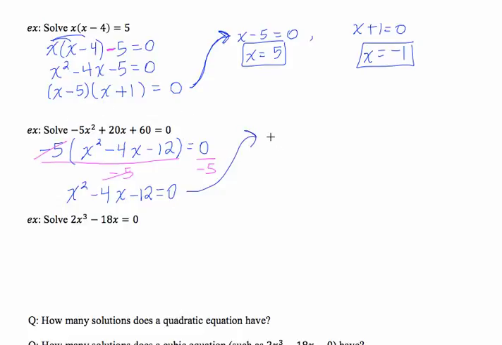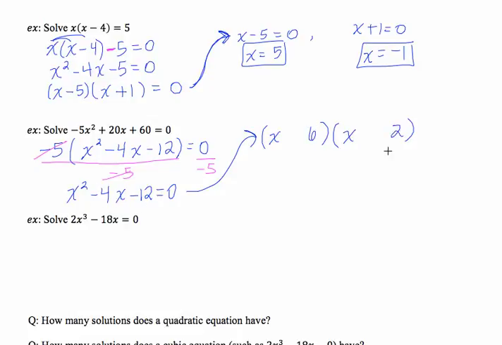So let's see if we can factor that. x squared breaks down into x and x. 12 breaks down into 4 and 3. Now if I do 4 and 3, there's no way to make them add to negative 4. So another way 12 breaks down is 6 and 2. Now I can subtract 6 and 2 to get 4. So let's use 6 and 2.